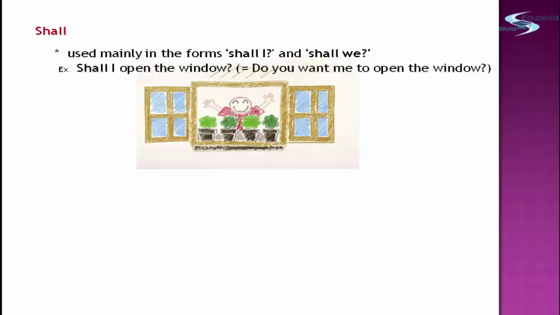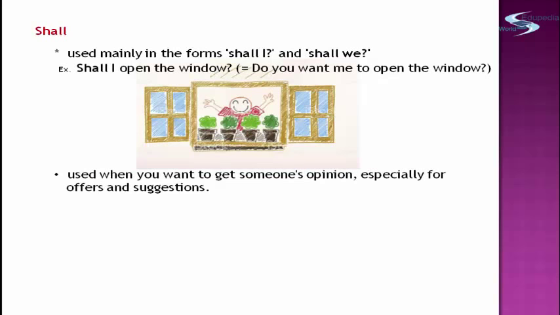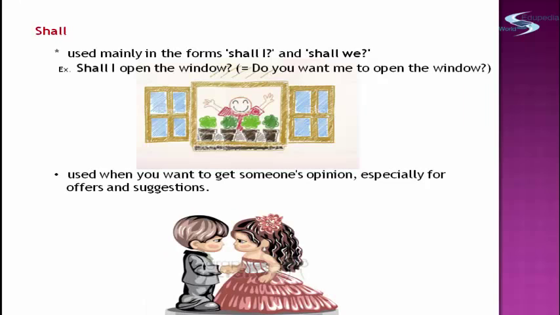When shall we use shall in the future tense? Shall is used mainly in the forms shall I and shall we. Shall I open the window? This means, do you want me to open the window? Okay. It is also used when you want to get someone's opinion, especially for offers and suggestions. Where shall we go tonight? This means, what's your opinion?